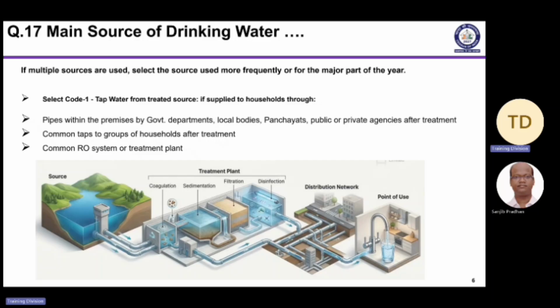Now we will go for treatment. Treatment means something is done with the water to enhance its quality, maybe some chemical treatment, or some filtration, or reverse osmosis. This is a picture where there is a source, then it goes to the treatment plant, then it is distributed and we get it in the household. So ideally this is your first code, tap water from treated source. If I'm getting water from somewhere and treating it at home, will we treat it as treated? No.